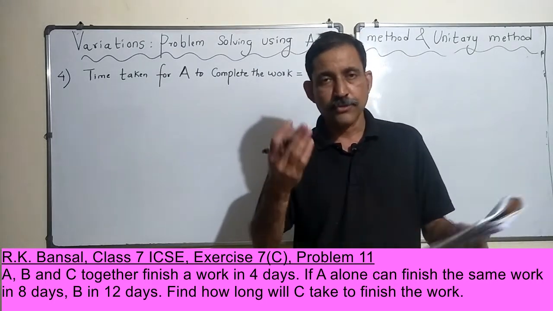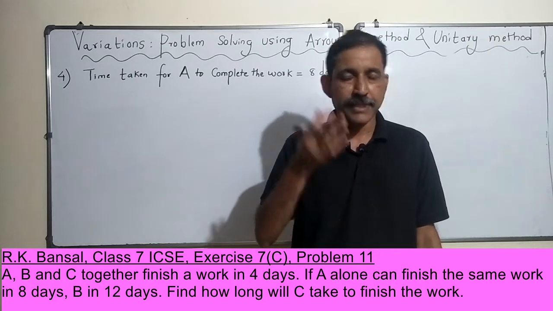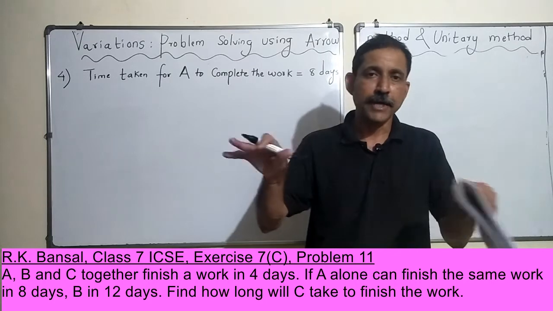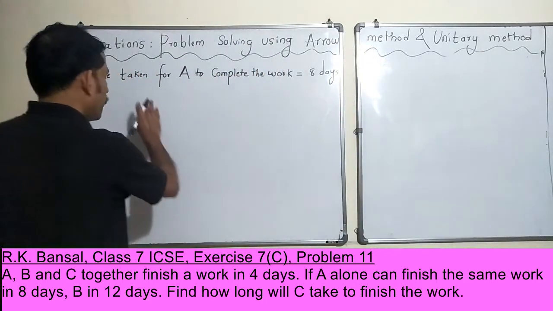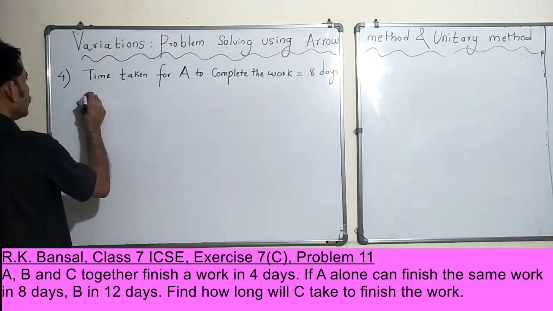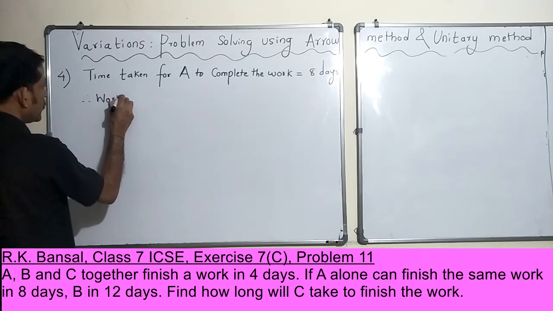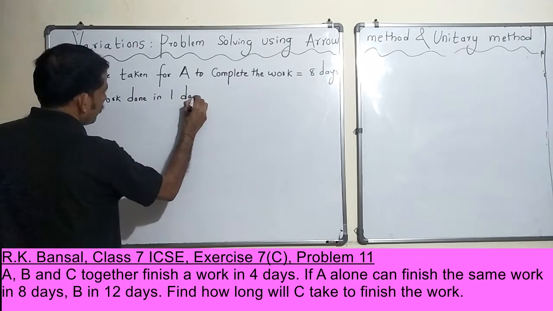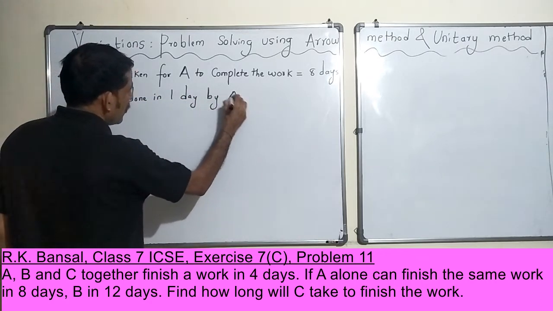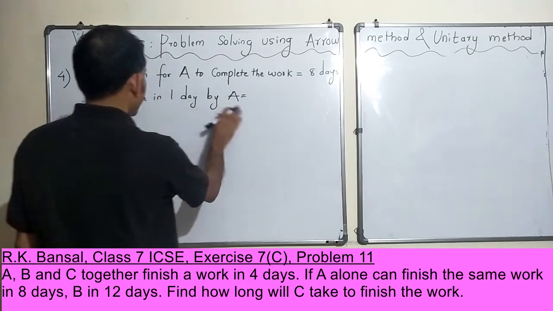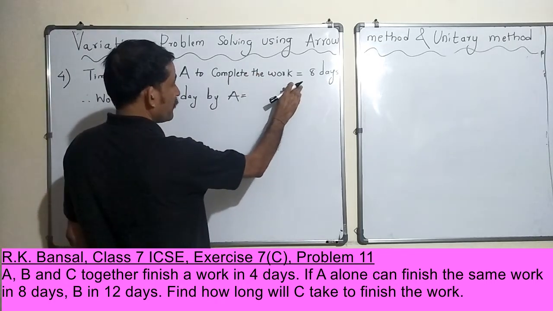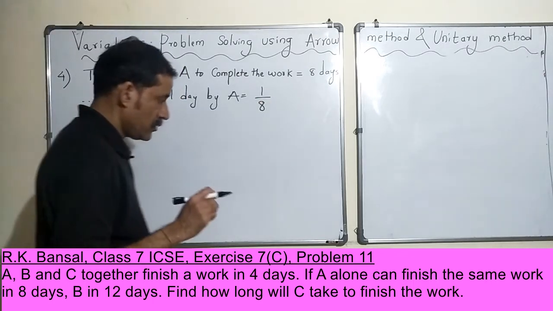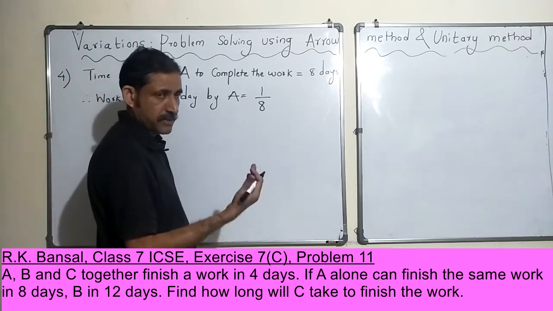Similarly, in your case, you did it in 2 days. First day you did half, second day you did half. Half plus half is equal to 2 by 2 is equal to 1. The entire work is done. Now, let's apply the same analogy for A. Therefore, work done in 1 day by A. So how much work is done in 1 day by A? If 8 days he takes to finish the work, in 1 day he will do 1/8 of the work. So he finished 1/8 of the work in 1 day.